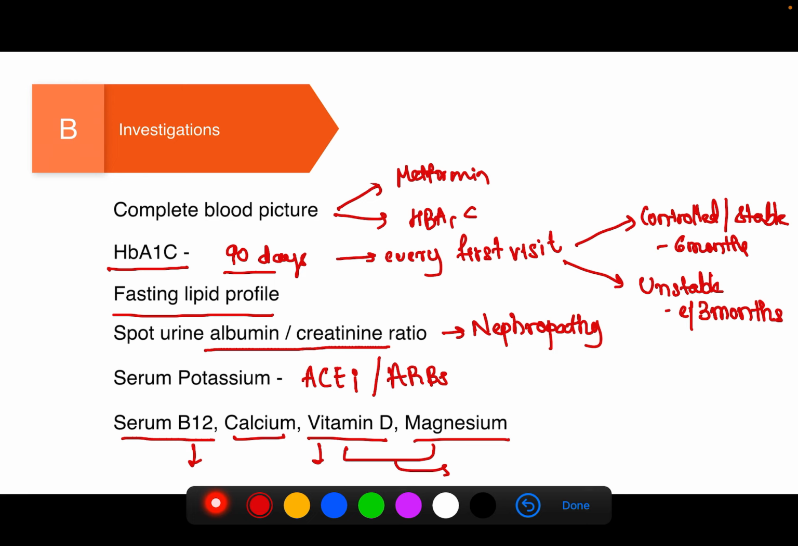Okay, so summarizing: complete blood picture, glycated hemoglobin during the first visit and then every visit, fasting lipid profile, spot urine albumin creatinine ratio, serum potassium if the patient is on ACE inhibitors or ARBs, serum B12, calcium, vitamin D, magnesium depending on the paying ability of the patient. All this HbA1c, I told you, will be done every visit. Then if it's uncontrolled, 3 months. If it's controlled, 6 months. Rather than controlled, I would say stable. Then the remaining can be repeated annually. Once in a year is sufficient.